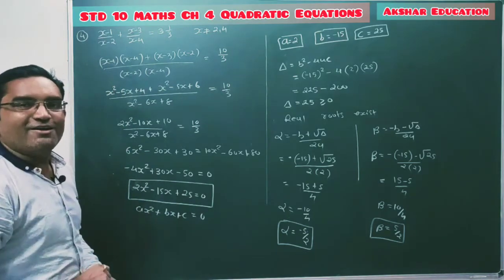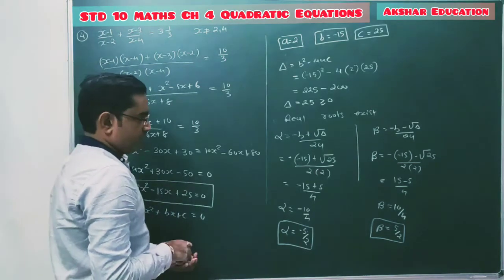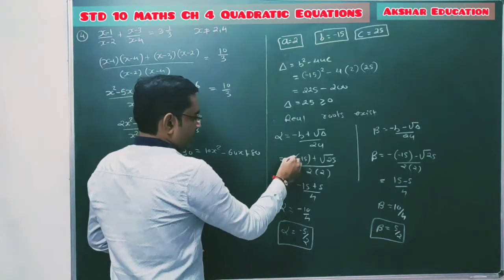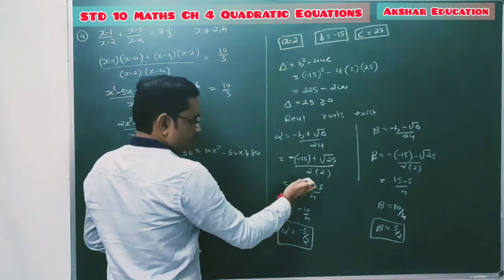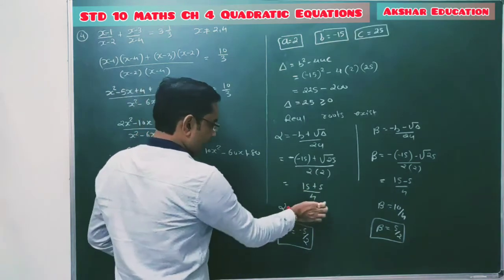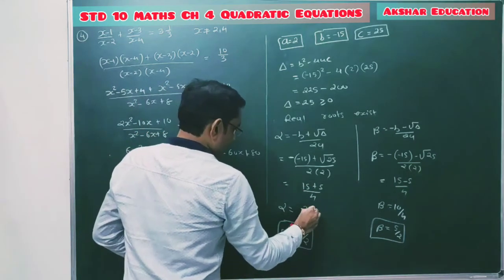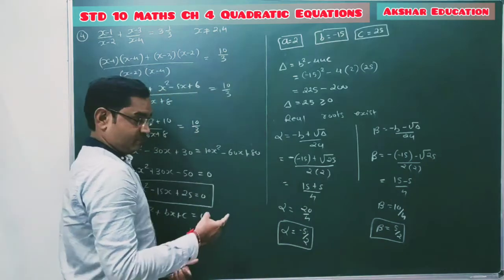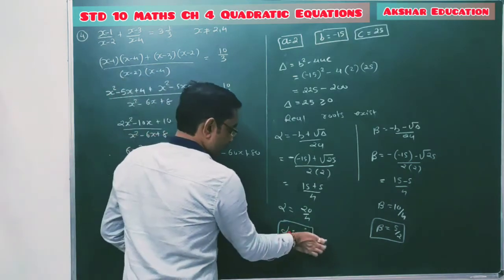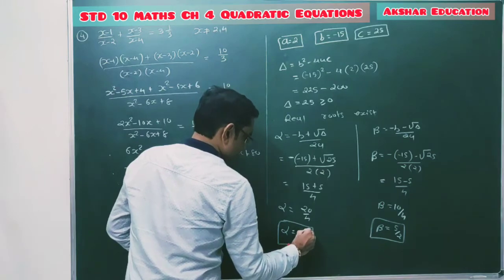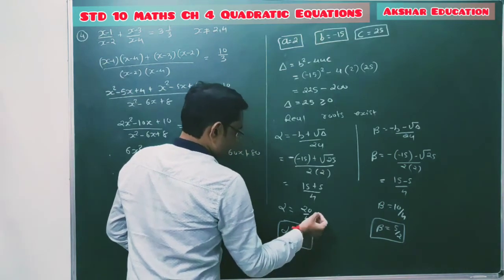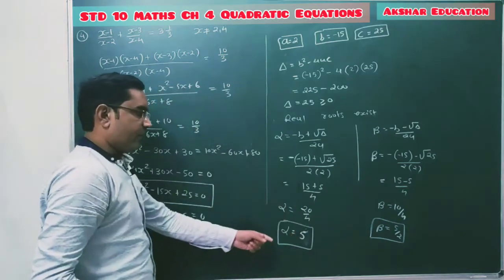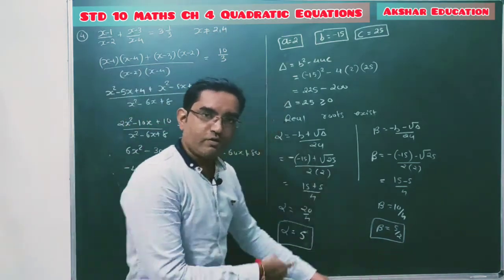Pause the video and note it down. Okay students, here minus b is there, so minus of minus 15 is there, so minus minus plus 15 is there, so 15 plus 5, 15 plus 5 is 20, 20 by 4, so the answer is 5, right? Always verify the answer too. So two real roots exist, which are 5 and 5 by 2. So now pause the video and note it down.